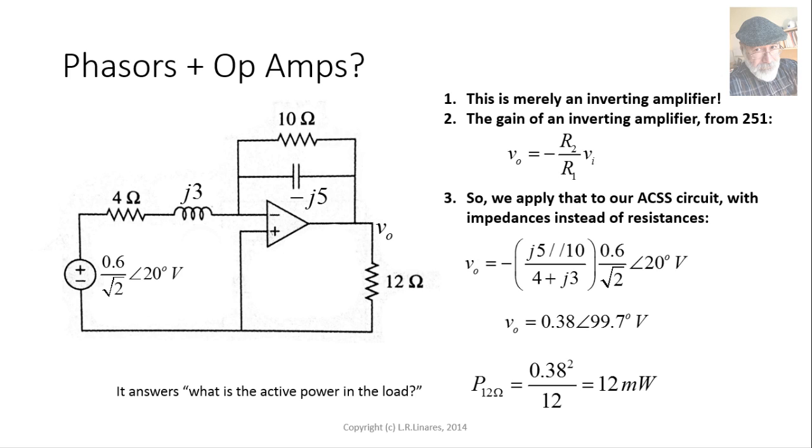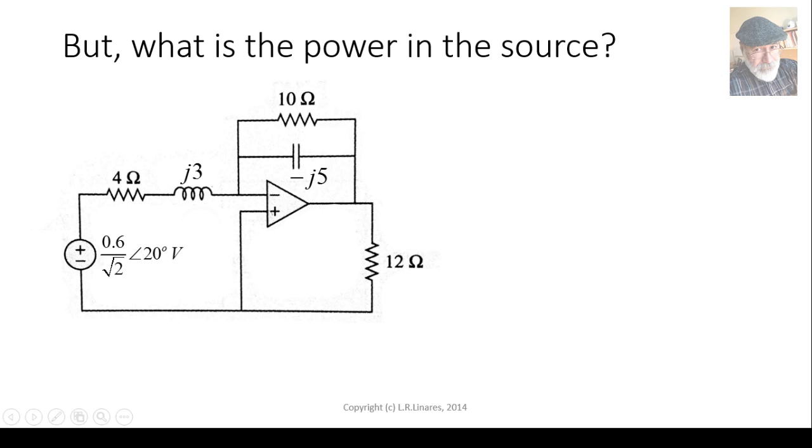But there was another question. What is the power in the source, in this source on the left? If we know the current in the source, Is, of course computing the power of that source would be a matter of multiplying the voltage by the complex conjugate of that current, Is. How do we compute that current, Is?